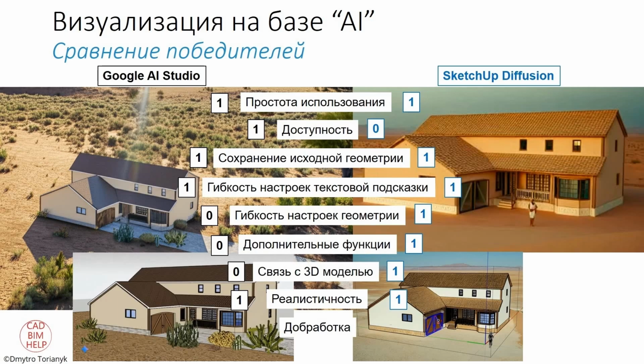Gotcha. So it's a bit of a trade-off then. Google's free, allows iteration. SketchUp has deeper integration, that scene feature, and geometry control. Pretty much sums it up. Both strong contenders, just with different strengths.